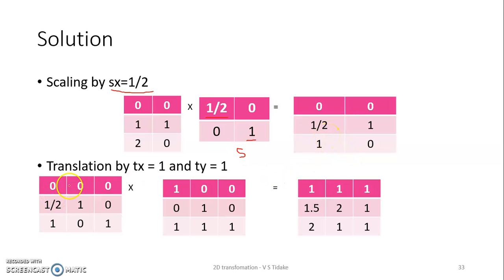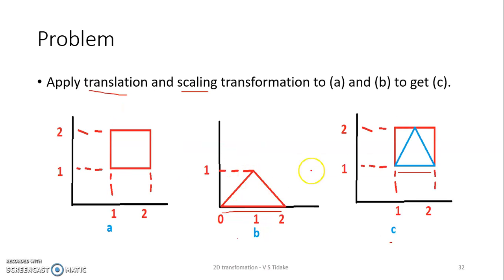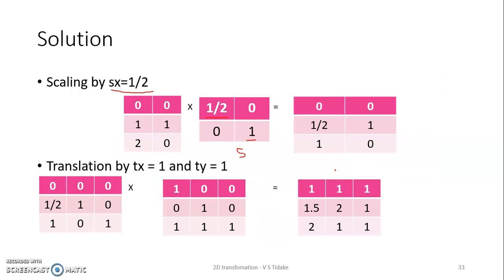Then we will translate the triangle so that it will be shifted by 1 along the y direction. That's why our translation along the x direction is 1 and translation along the y direction is given here. This is our translation matrix. And finally when you multiply this matrix by the translation matrix, we will get this matrix.